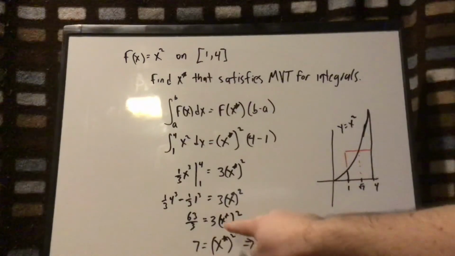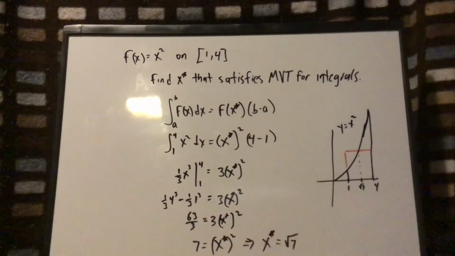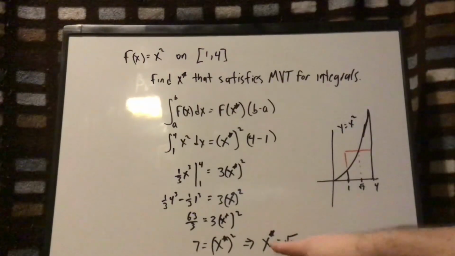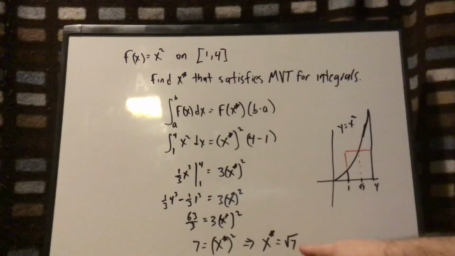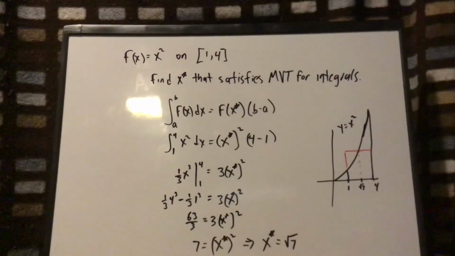My goal is to get to this x star. So this comes out as 21. I divide the 3 and got 7. So I know that x star squared is 7. That implies that x star is radical 7. Now, technically, I get plus or minus radical 7, but negative radical 7 isn't on the interval, so I ignored it. But technically, you get 2 answers for that. But negative radical 7's outside that 1 to 4 interval. So this is the spot that fulfills the mean value theorem for integrals.